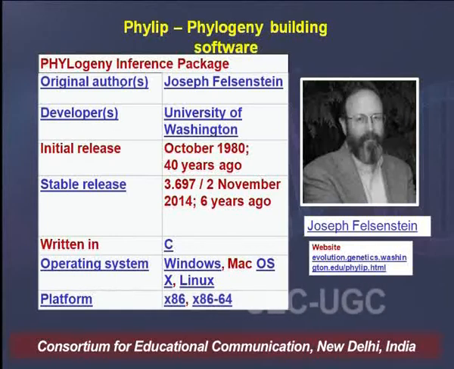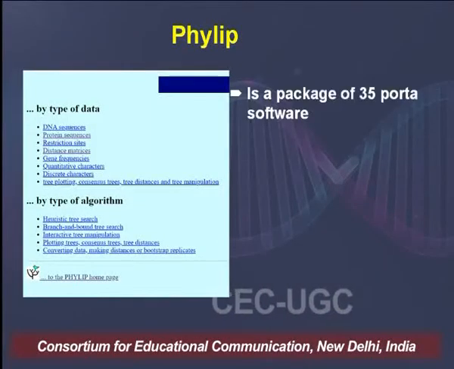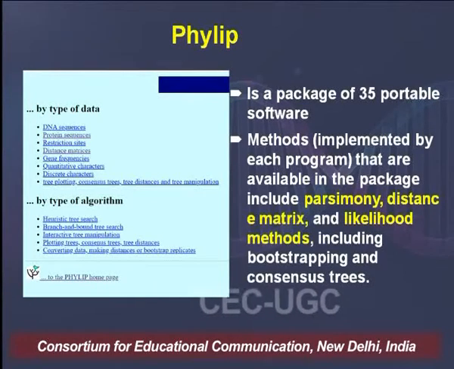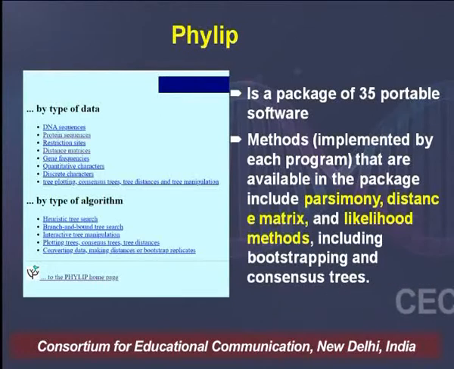Now we come to the next program, that is Phylip. Phylip is also a very popular phylogeny building software. Phylip is the phylogeny inference package. This was developed by Joseph Felsenstein, and it is written in the C language. It is freely available, open access, developed at the University of Washington, and it is a big software, basically a package of 35 portable programs, and they implement different methods, like parsimony, distance matrix, likelihood.